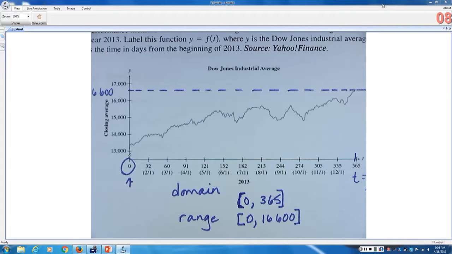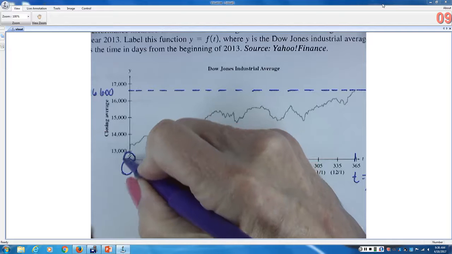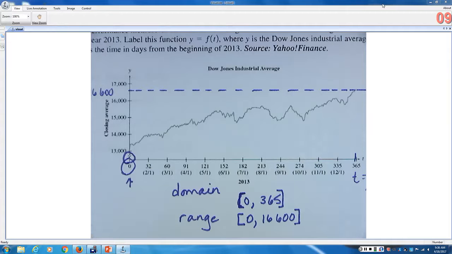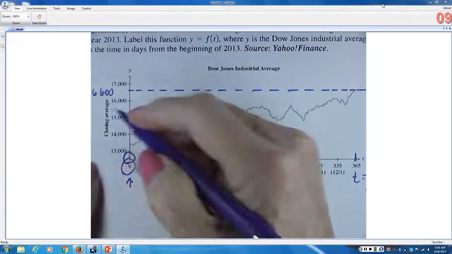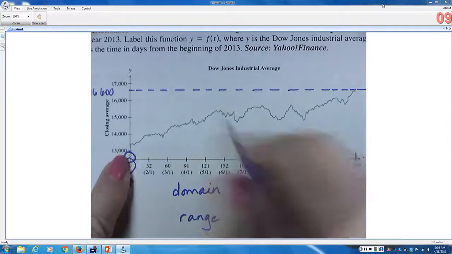to 16,600. Oh, yes. I'm sorry. I should have paid more attention. I did not notice that it was actually a break and didn't start at 0, and I should have. That's my bad. So it's actually not from there. It is from 13,000 to 16,600. Because it didn't start at 0, well, it's not 13,000 either.